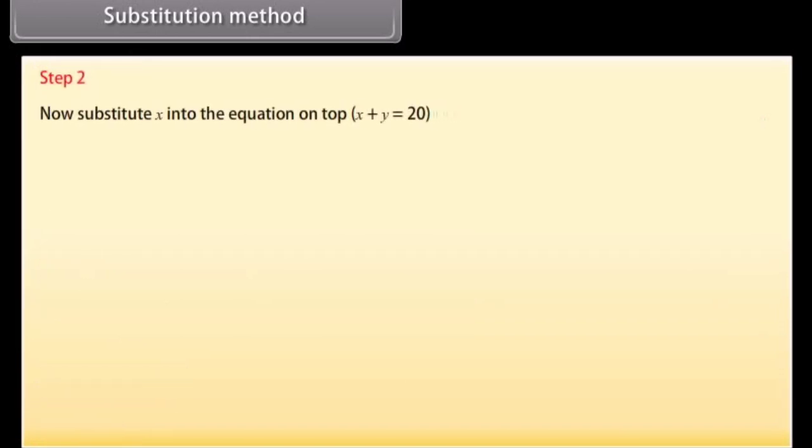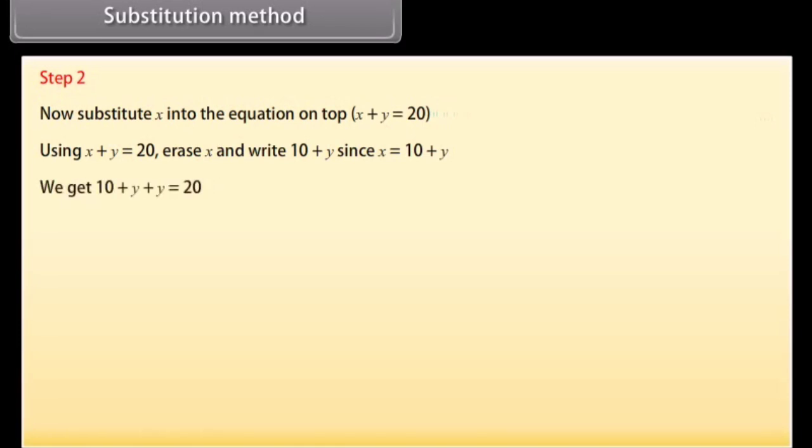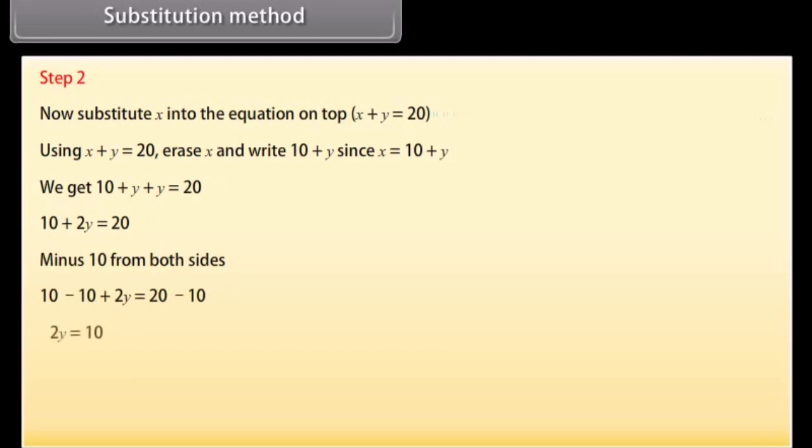Step 2. Now substitute x into the equation on top. x plus y is equal to 20. Using x plus y as 20, erase x and write 10 plus y since x is equal to 10 plus y. We get 10 plus y plus y is equal to 20, so 10 plus 2y is equal to 20. Minus 10 from both sides. 10 minus 10 plus 2y is equal to 20 minus 10. 2y is equal to 10. Divide both sides by 2. y is equal to 5.